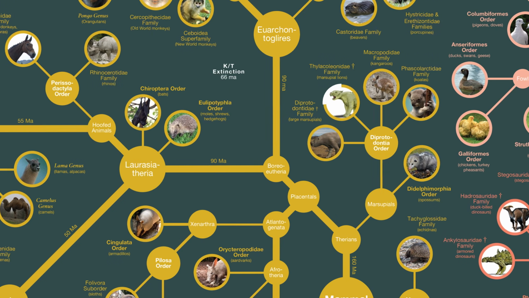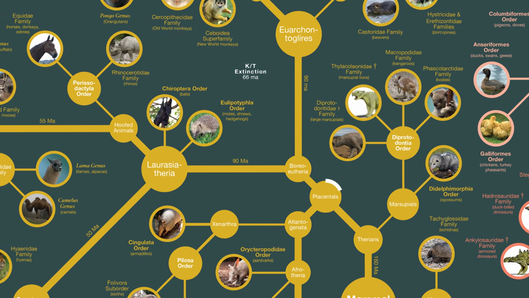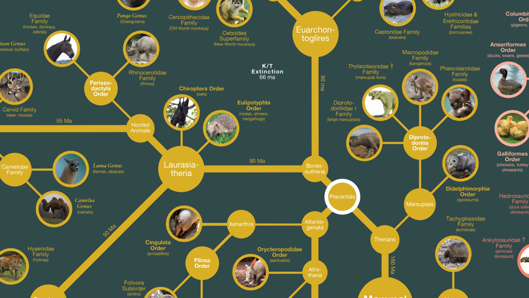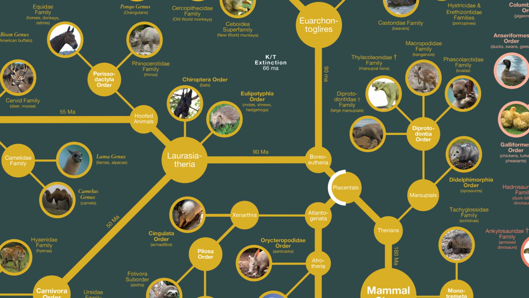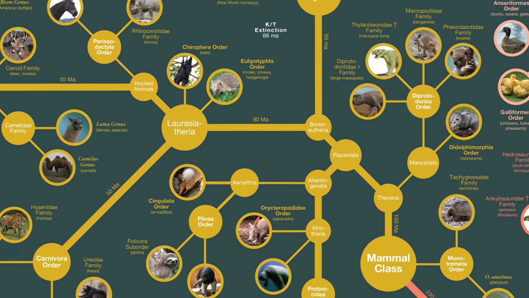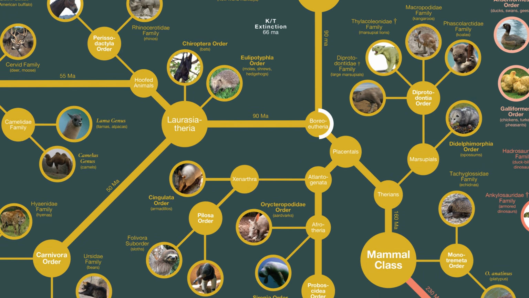The vast majority of mammals, however, are placentals, meaning that they develop placentas during pregnancy, which feed their young until they are fully ready to be born. So no egg and no need for a pouch. Now, in order to explain the two main branches of placentals, Boreoeutheria and Allantogenata, I need to first tell you a bit about prehistoric continents.